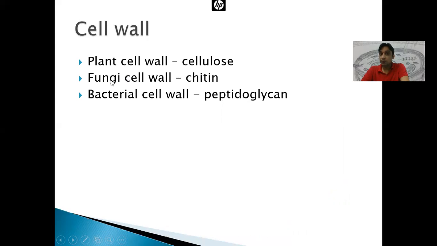Another thing you need to remember, the fungi also contain a cell wall, but the cell wall of the fungus is made up of chitin. It's another material. Cellulose is a carbohydrate, a polysaccharide. Chitin is a different thing. And the bacterial cell wall is made up of peptidoglycan. Peptidoglycan is another type of molecule. The word peptido comes from protein, and the word glycan comes from carbohydrate. So peptidoglycan means something which is made up of proteins and carbohydrate.